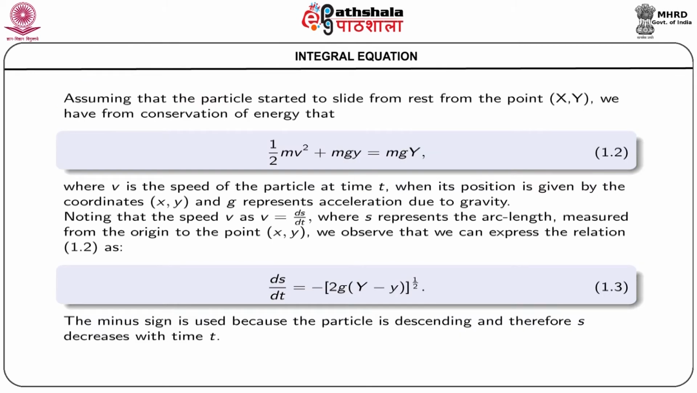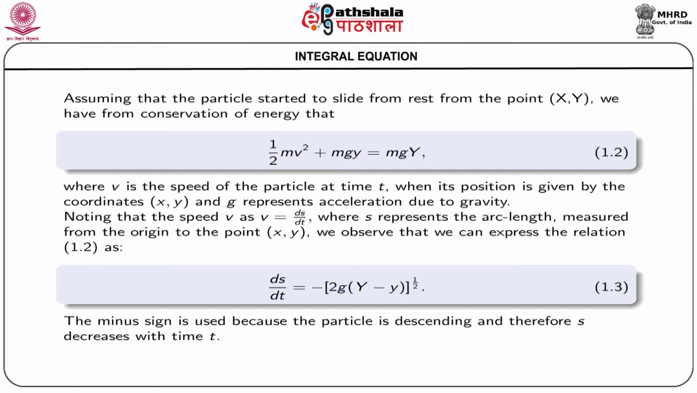Assuming that the particle started to slide from rest from the point (X, Y), we have from conservation of energy that half m v squared plus m g y equals m g Y. That is, the total kinetic energy and potential energy is constant. Here, v is the speed of the particle at time t when its position is given by small x, small y, and g denotes the acceleration due to gravity.